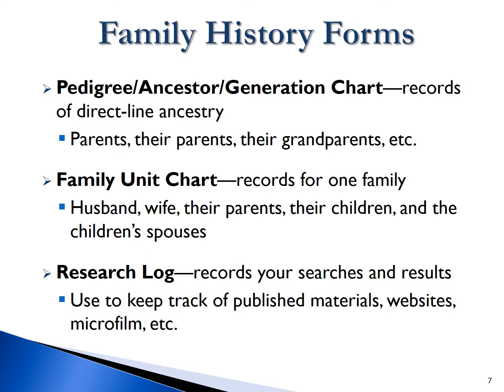Family history forms. Forms can be invaluable tools for both organizing the information you collect and for exposing holes in your research findings, which can indicate new avenues to pursue. One type would be a pedigree chart, also known as an ancestor chart and a generation chart. These record the direct line of ancestry, so parents, grandparents, etc. A family unit chart. These are records for one family. So you have the spouses and then their children, and then their children's spouses.